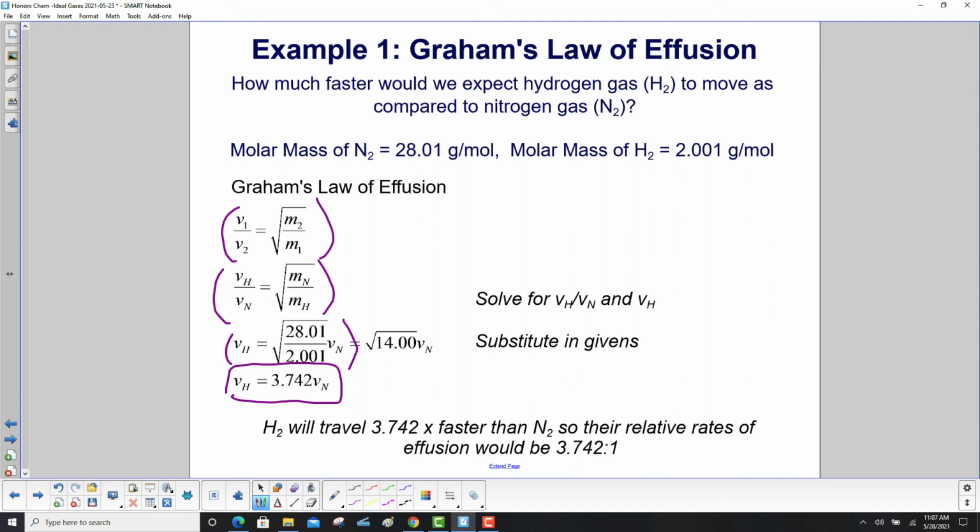Notice the 4 sig figs throughout the problem. Therefore, hydrogen will travel 3.742 times faster than nitrogen, so their relative rates of effusion would be 3.742 to 1.